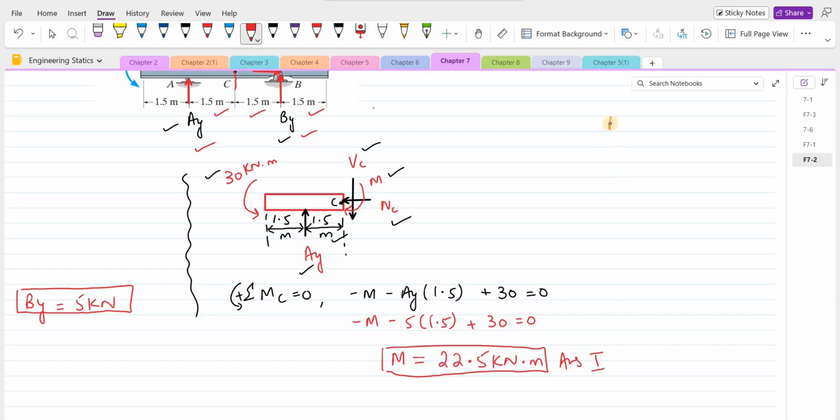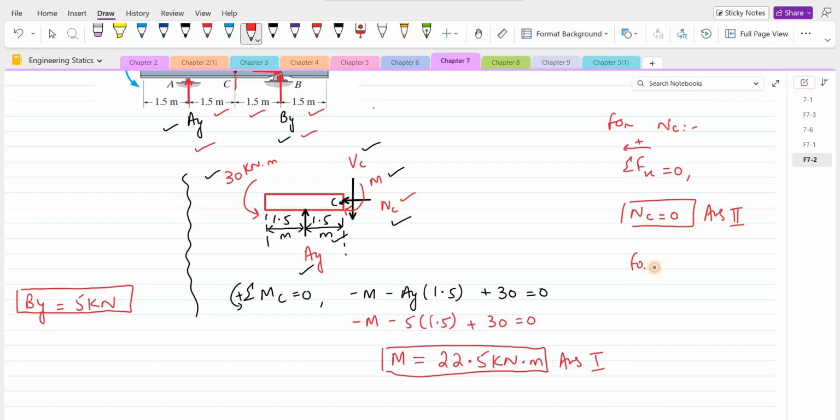Now for the internal force Nc, we can do summation of forces in x direction equals to 0. I am considering left hand side as positive. So we just have a single horizontal force which is Nc. So Nc is 0. So this is our second answer.